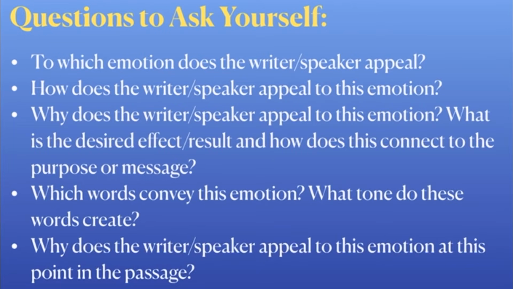Once we've identified the specific emotion and the choice behind it, we want to ask ourselves why the writer is making that choice to convey that emotion. We also want to think about why they're making that choice at that particular point in the passage and what the desired effect or result is. So what are they trying to make the audience think or feel or believe?